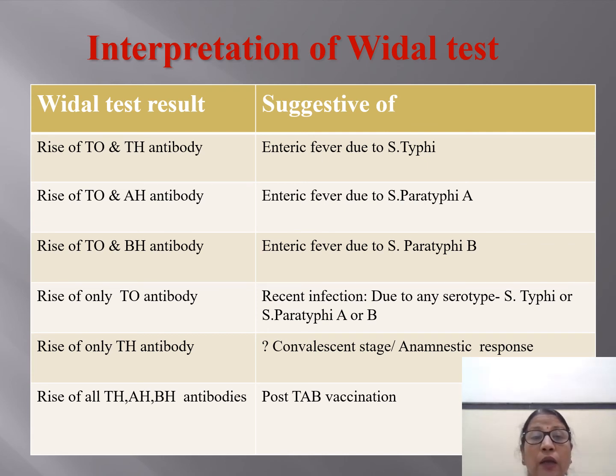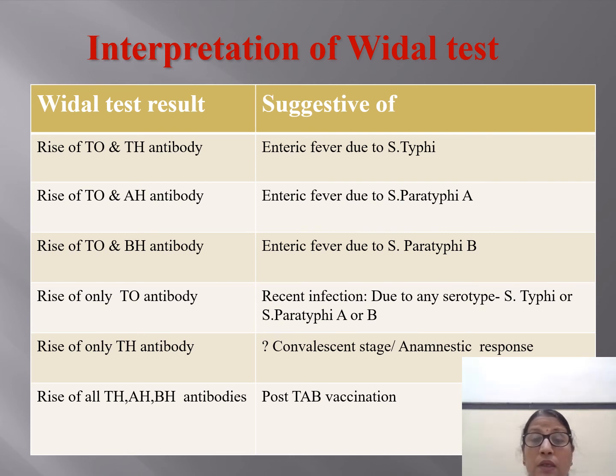Clear? If there is a rise of only TO antibody, this indicates recent infection due to any serotype. This may be any serotype, because O is common for all, whether typhi or paratyphi A and B. So we can't say here whether this is due to typhi or paratyphi infection. Rise of only TH antibody is found in the convalescent stage, or an anamnestic response may be there, or this indicates past infection.